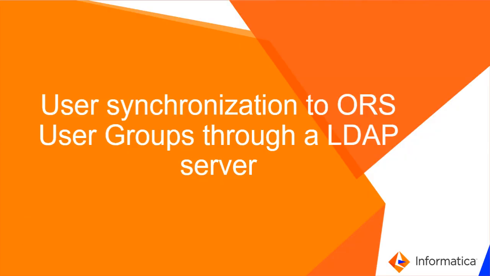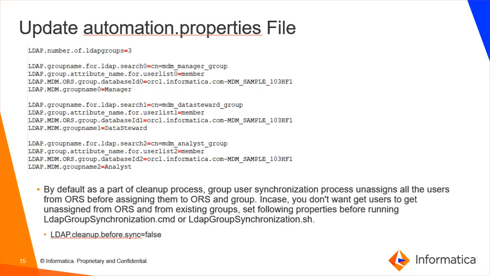Next, let's see how to sync up the users in LDAP to the groups in the MDM ORS. For this, these are the set of properties that need to be updated in the automation.properties along with the initial properties for connecting to MDM and the LDAP server. Similar to the role synchronization, group synchronization can also happen for multiple ORS or for multiple groups. Specify the LDAP group and then specify the LDAP attribute and then the ORS ID and the group name in the MDM ORS.